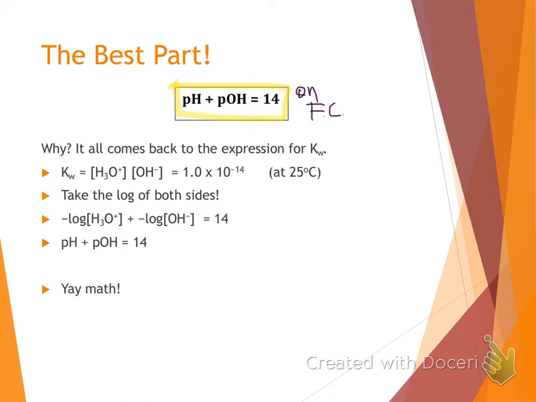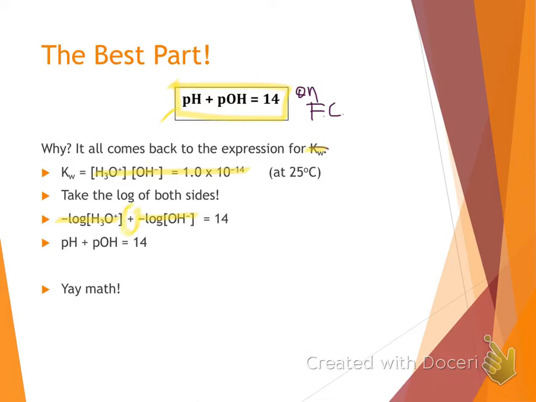But let's talk about why this pH plus pOH equals 14 is true. It comes back to our Kw. So we know that our Kw is equal to H3O plus times OH minus, and that value is 1 times 10 to the negative 14 at 25 degrees Celsius. Well, we can take the log of both sides. That gives us the negative log of H3O plus, and the negative log of OH minus.